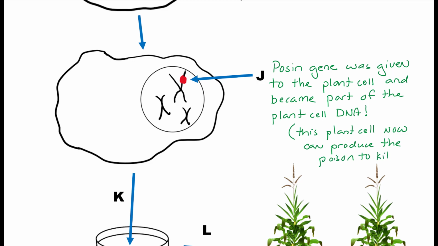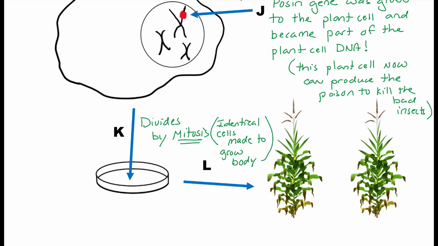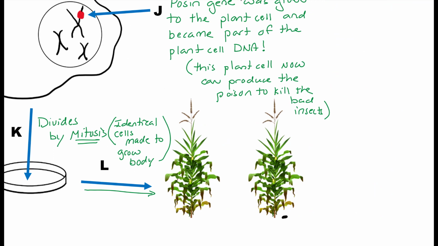This one cell that makes the body of the plant has to divide like crazy to make a full plant. So body cells divide by mitosis, and it's going to divide into a ball of identical cells, all with this poison gene, and it's going to make eventually a big plant that will go in the ground. And since all the cells of the plant body were made by mitosis, all those cells in the plant had the poison, or can make the poison, I'm sorry.